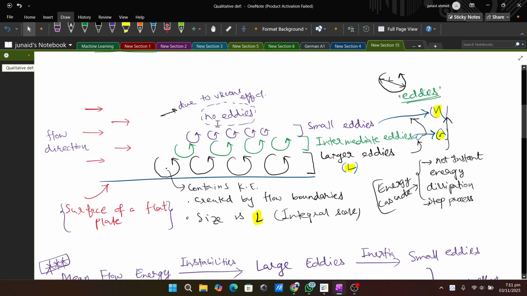See from here, the viscosity is dominating here, as there are no eddies, we can see. So here the viscous effect is dominating, so there is no turbulence, or you can say the turbulence has been minimized or dissipated. The energies are no more there, so there is no turbulence, elimination of turbulence.